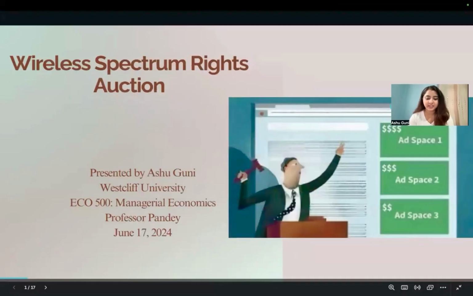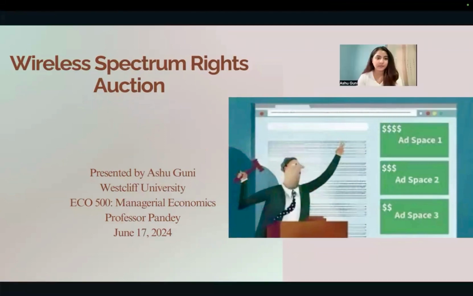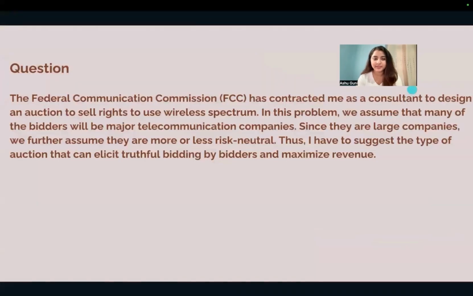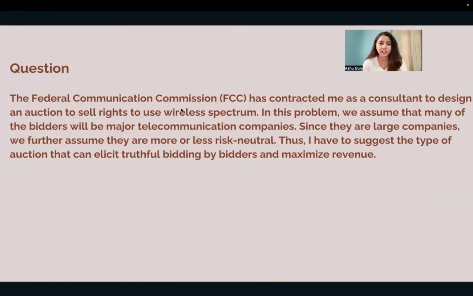So let me share my screen now. The title of our presentation is Wireless Spectrum Rights Auction. So we are provided with a situation where the Federal Communication Commission, FCC, has contracted me as a consultant in order to design an auction to sell rights to use wireless spectrum.